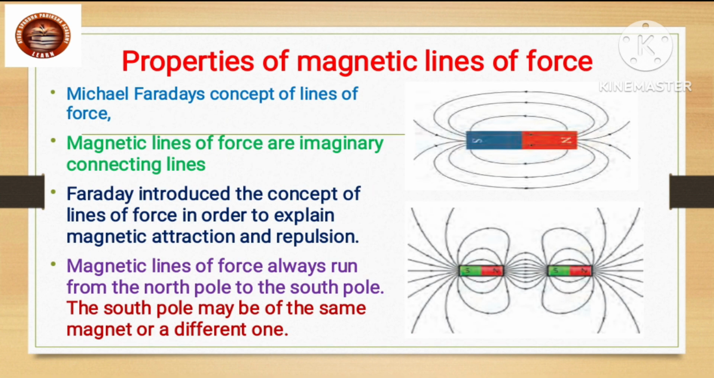Properties of magnetic lines of force. Michael Faraday's concept of lines of force. Magnetic lines of force are imaginary connecting lines. Faraday introduced the concept of lines of force in order to explain magnetic attraction and repulsion. Magnetic lines of force always run from the north pole to the south pole. The south pole may be of the same magnet or a different one.